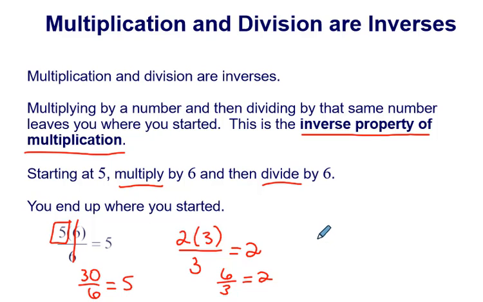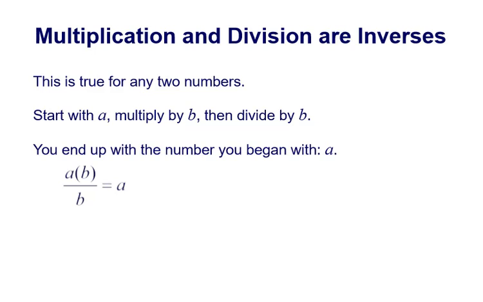Let's do one more. Let's do 10, let's say times 7, but then divided by 7 should equal 10. Well, 7 times 10 is 70, divided by 7 is 10. So this inverse property of multiplication doesn't just work for specific numbers. It actually is true for any two numbers.